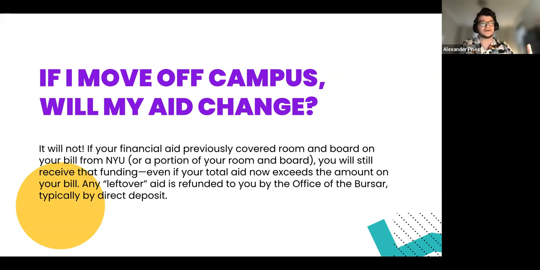And so if your bill is, I don't know, $60,000 in tuition and fees, but your aid is $80,000, that extra $20,000 would be refunded to you. So you won't lose your financial aid, assuming it's your NYU scholarship, if you decide to move off campus. I want to clarify that. And if you're really worried about it, meet one-on-one with me or one of my colleagues and we can go through the particulars of it, just so you can feel a little bit more secure.